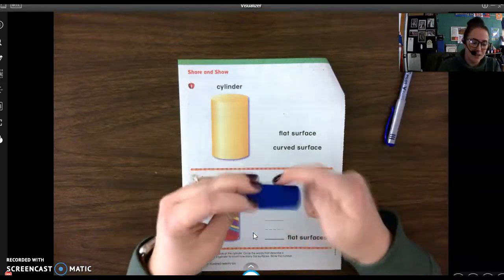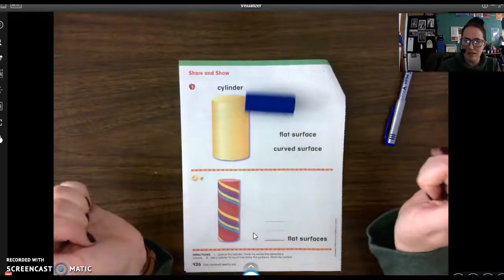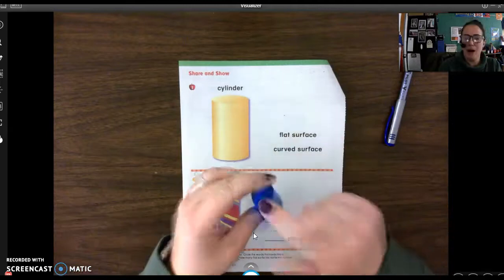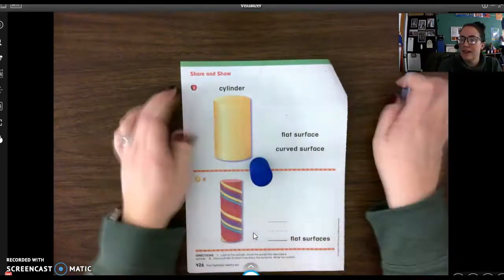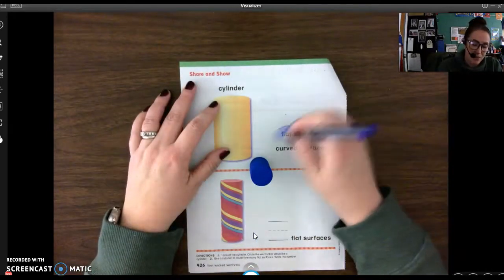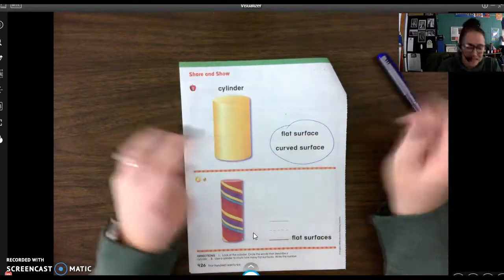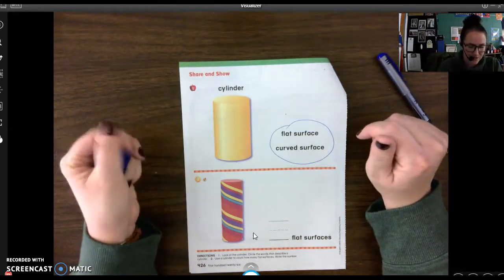The middle part is curved, that's why it can roll. But the top and bottom are flat, that's why it can stack. So it has both. A cylinder has a flat surface and a curved surface.